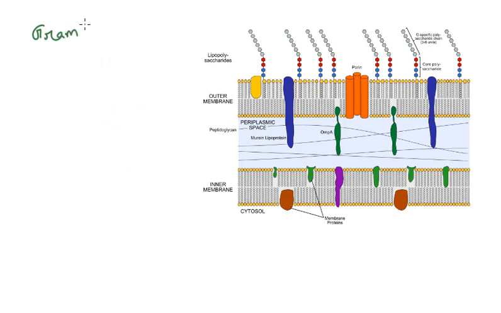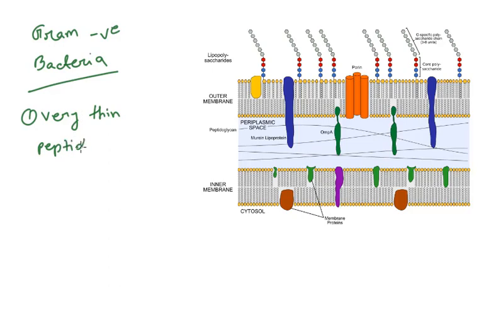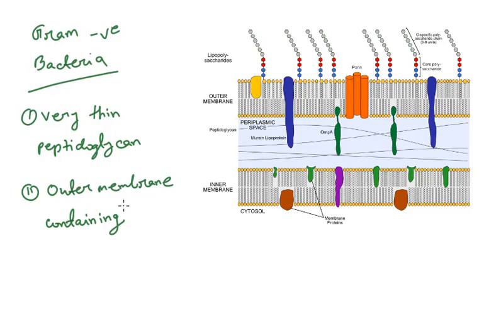Now it's time for the gram-negative bacterial cell wall. In this picture, we can see there is a very thin peptidoglycan layer, which in gram-positive is very thick. In this case, it is only 1 to 2 sheets of peptidoglycan. Second, there is an outer membrane which has an inner leaflet made up of phospholipid and an outer leaflet which contains lipopolysaccharide.